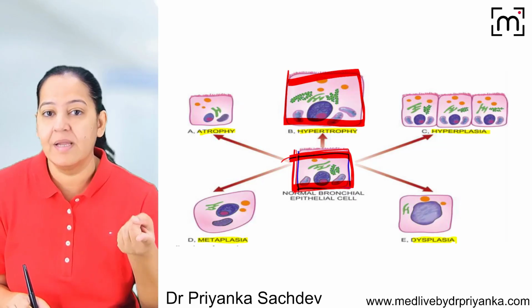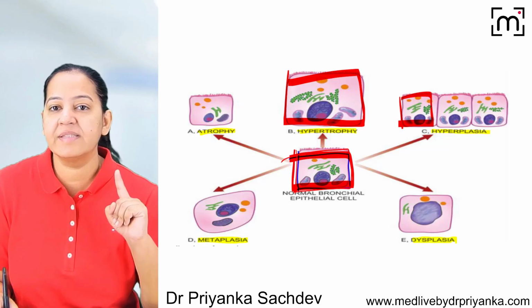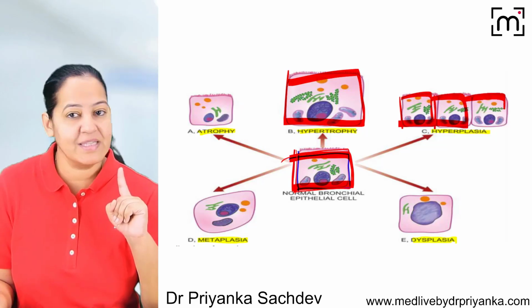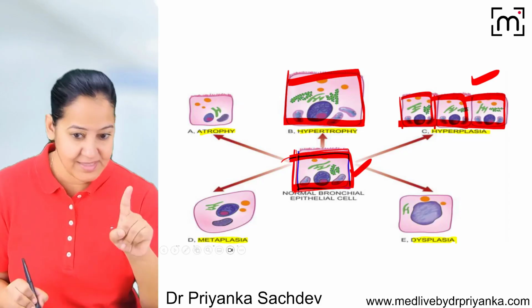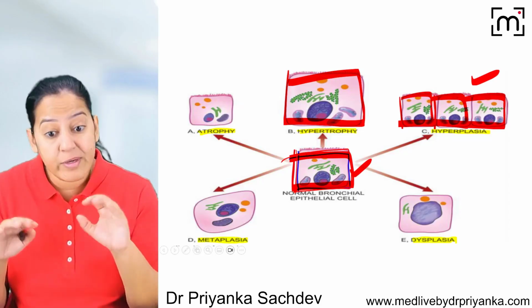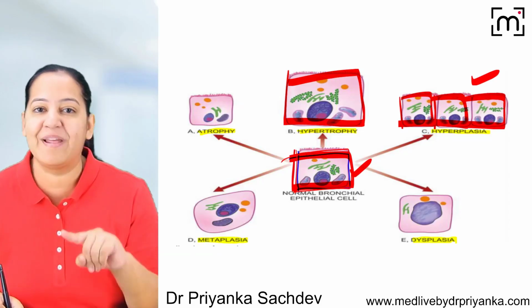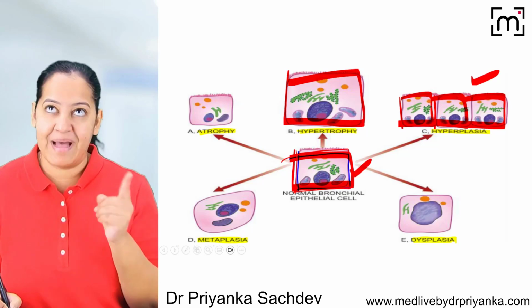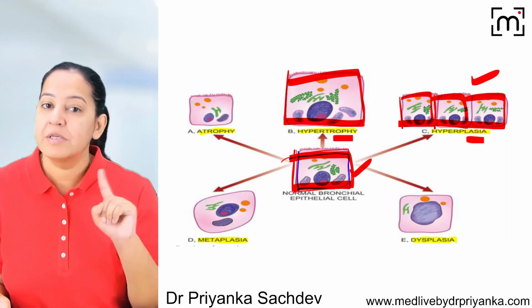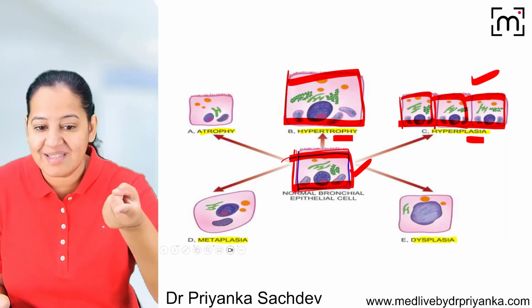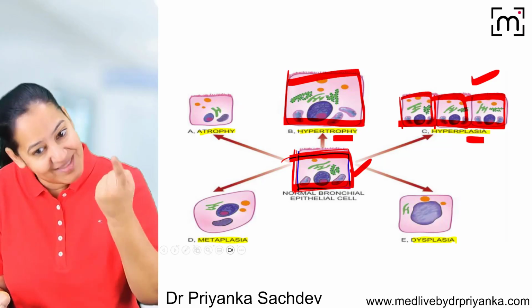Trophy means size. What you can see here is that the number is increased. The size is not increased. The size here and here is the same. But here you can see one cell, here you can see multiple cells. So increase in number of the cell is known as hyperplasia. Plasia means number. In pathology, trophy means size and plasia means number. So hypertrophy is increase in size and hyperplasia is increase in number.